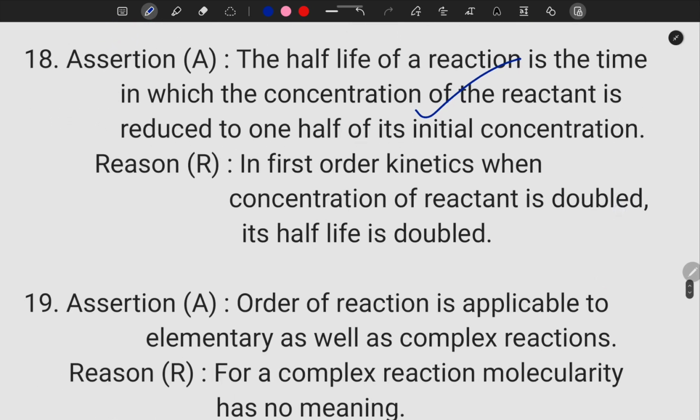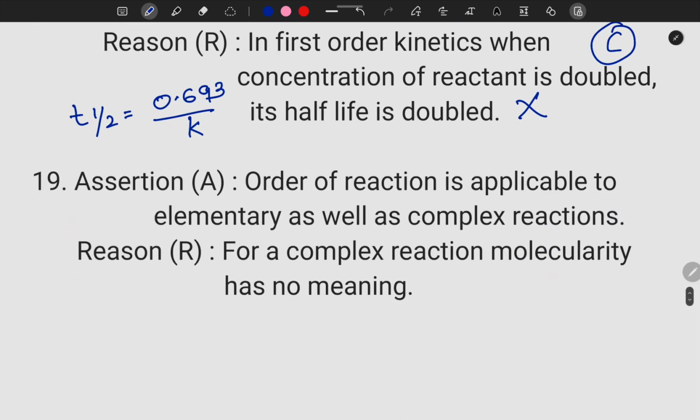In first order kinetics, when the concentration of reactant is doubled, its half-life is doubled. That's a wrong statement, because for a first order reaction, T half is equal to 0.693 by K. First order reaction does not depend upon concentration term. So assertion correct and reason wrong. Our option is C.